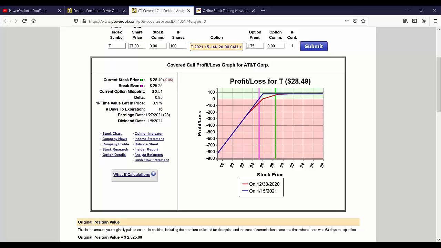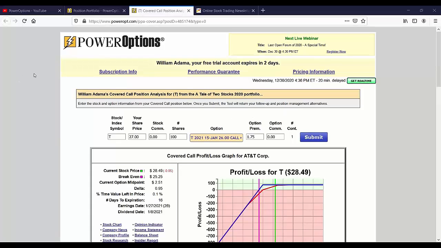But you'd want to use the portfolio tools here to evaluate which levels you'd want to go to if you wanted to potentially roll for a credit or a debit. Okay. All right, so that's going to cover our covered call topics.